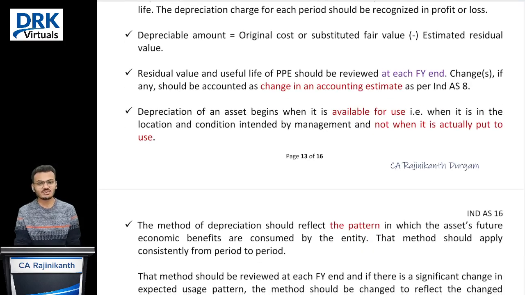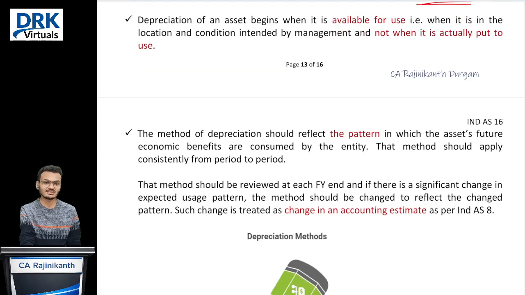What is the depreciable amount? If it is a cost model, original cost minus estimated residual value. If it is a revaluation model, substituted fair value minus estimated residual value, we can get the depreciable amount. So in this formula, that residual value or useful life, both are estimations, correct? So what the standard is saying is review those estimations at the end of each financial year. If any changes we notice, account them as change in accounting estimate as per Ind AS 8. So that is what the standard is saying.